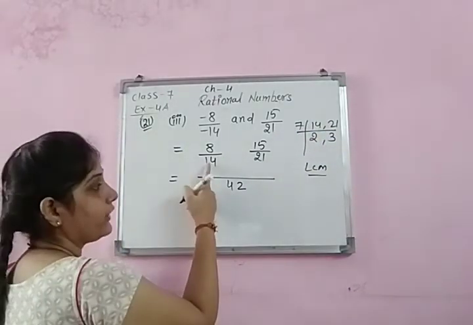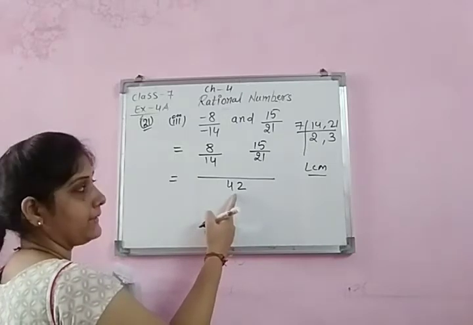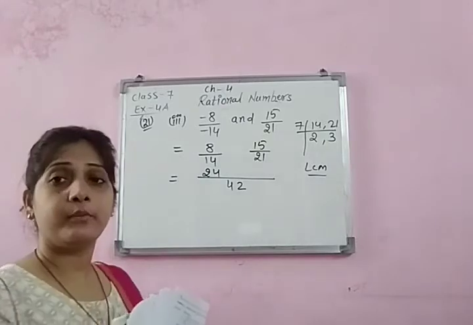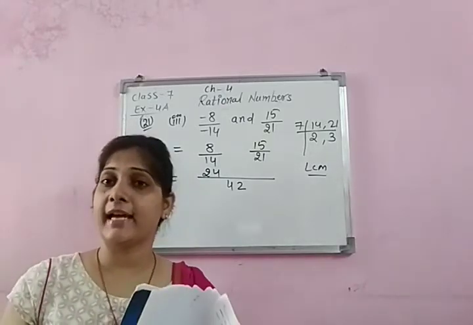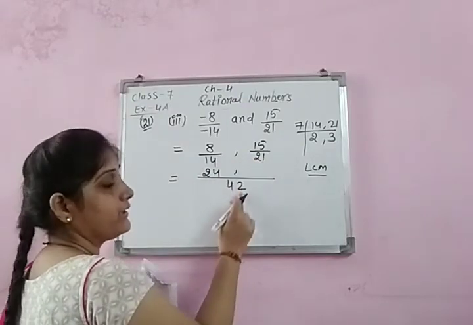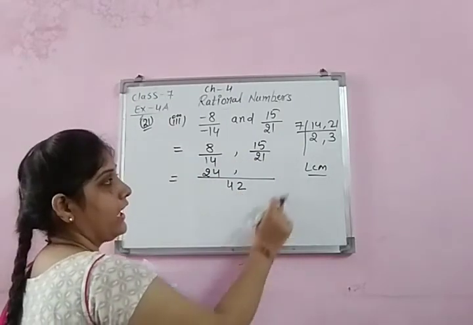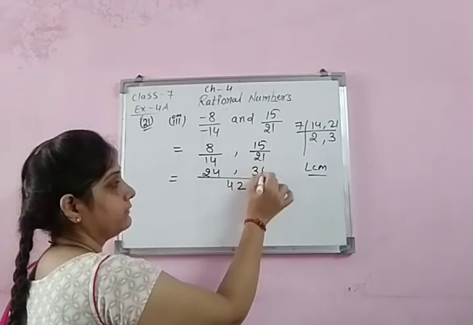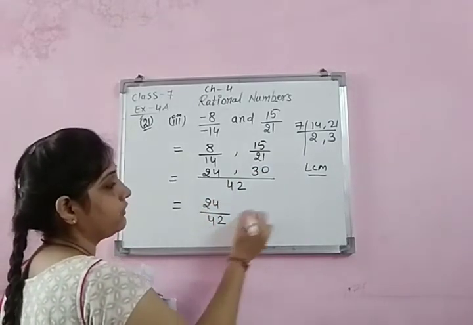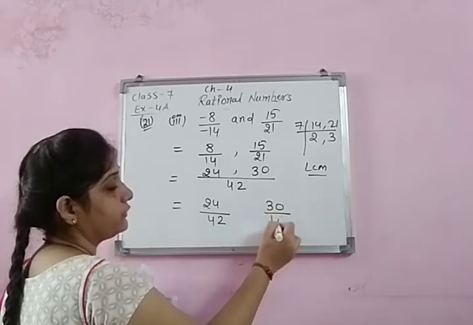In the table of 14, 42 is 3 times, and 3 eights are 24. Divide by the denominator, and whatever quotient you get, multiply it with the numerator. The same thing for 21: 2 times, and 2 fifteens are 30. So what rational numbers did I get? 24 by 42 and 30 by 42.